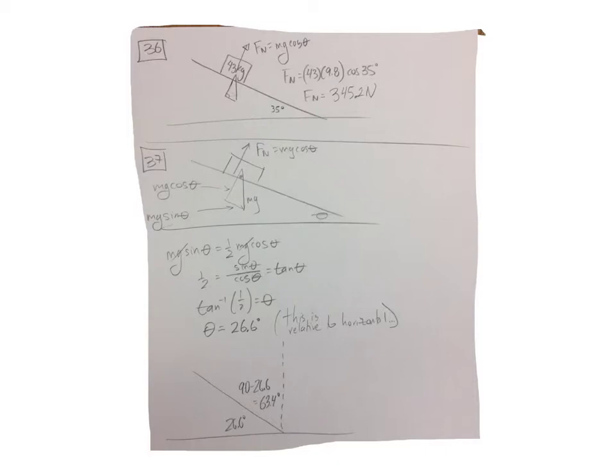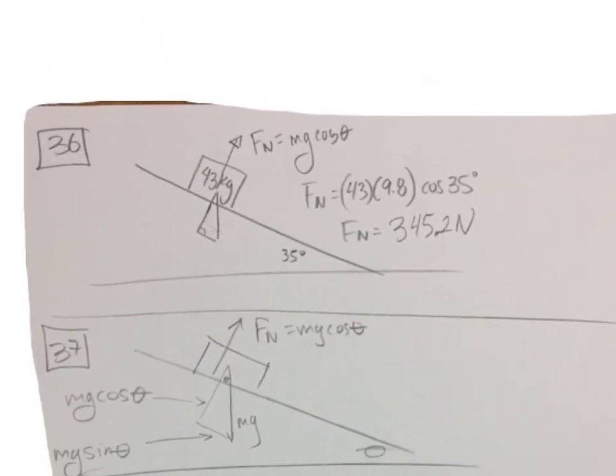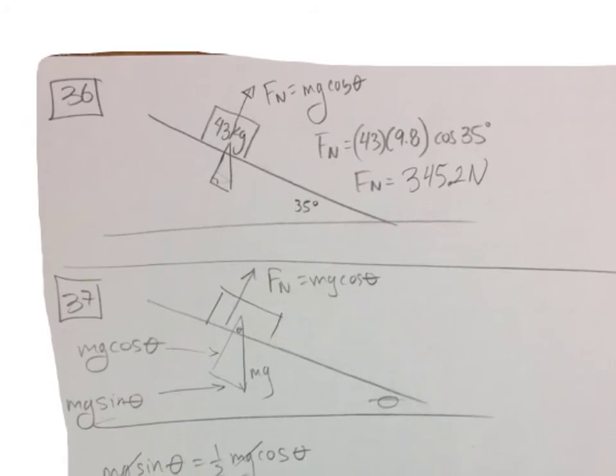Question 36 says something to the effect of: Fernando, who has a mass of 43 kilograms, slides down the banister at his grandparents' house. I'm sure they loved that. If the banister makes an angle of 35 degrees with the horizontal, what is the normal force between Fernando and the banister? Here's our block Fernando. Here's the grandpa's banister. Normal force is mg cos theta. We're seeing that a lot. So I just plugged in and got 345.2 newtons. Piece of cake.